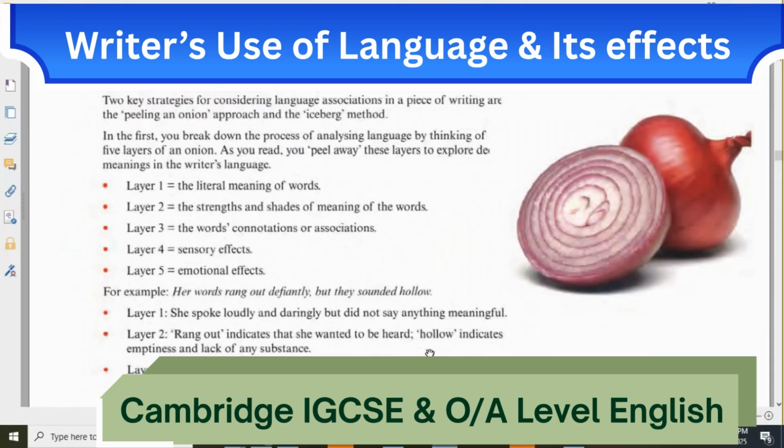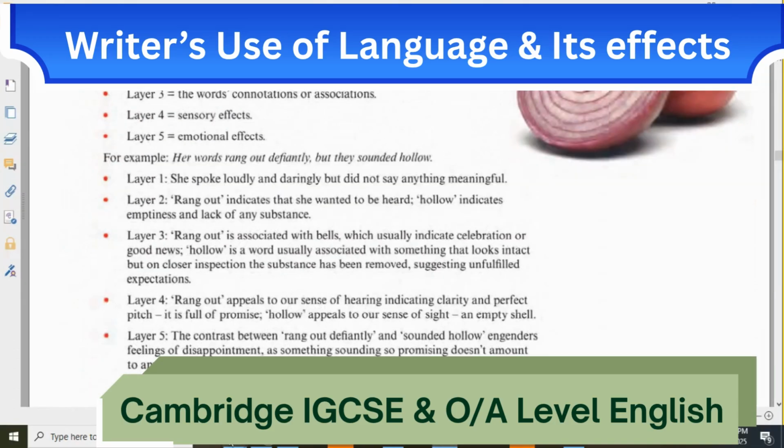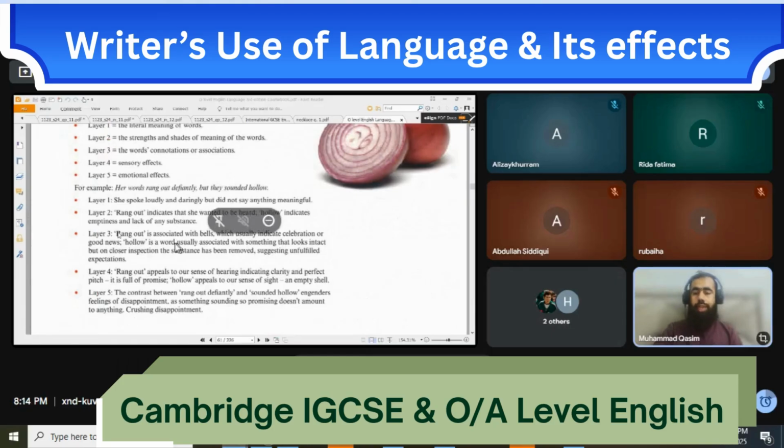Let's now apply this method to this sample sentence. Let's decode it and deconstruct it and analyze it at these five layers. Are you all ready?